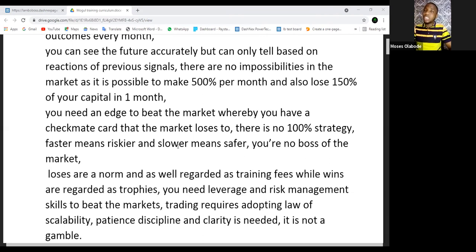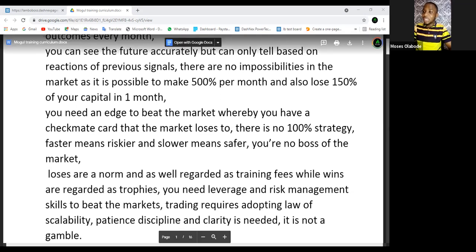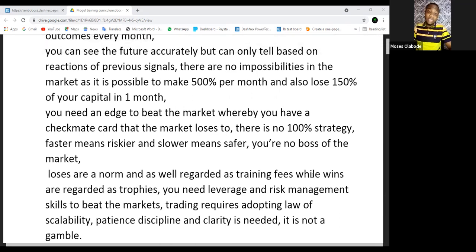So when you see people trading like animals and all that, just take your eyes off it, because it's a big trap. And always remember this, you are no boss of the market, no matter how you've been winning. A trade that hits stop loss will teach you a great lesson, that you're no boss of the market. No one is a boss of the market.